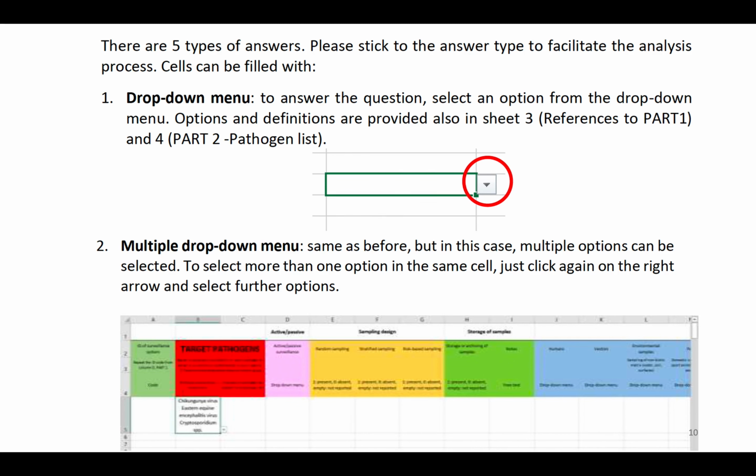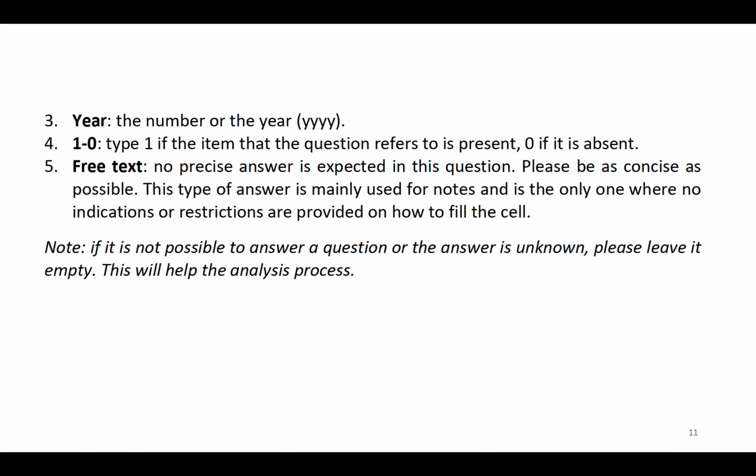There are 5 types of answers, so cells can be filled with 1, a drop-down menu, 2, a multiple drop-down menu, 3, year format, 4, 0-1 answer, and finally, free text. Please stick to the answer type to facilitate the analysis process. In case it is not possible to answer the question, or the answer is unknown, please leave it empty. This will help the analysis process.